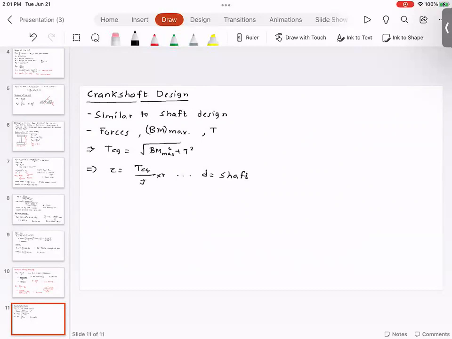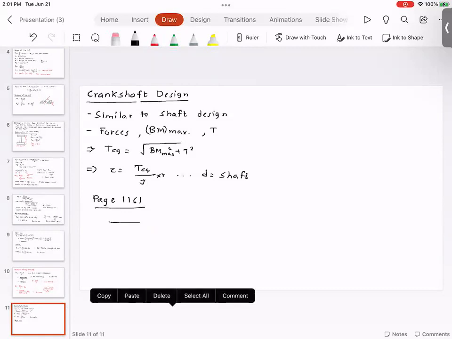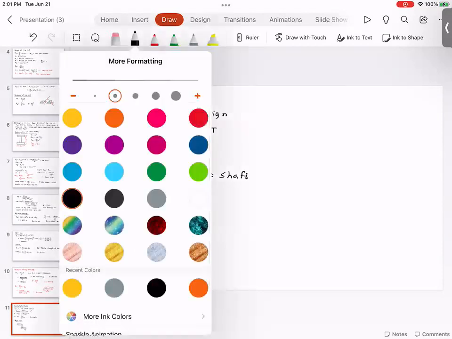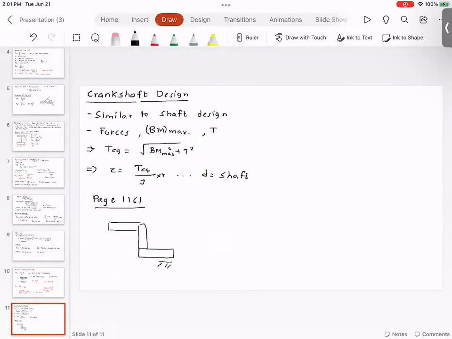So if you look at page 1161, you will see 2 configurations of the crankshaft. One is the side crankshaft, which is very common in small engines like a Weed-Wacker engine, and you have the center crankshaft, which is typically for high power engines.